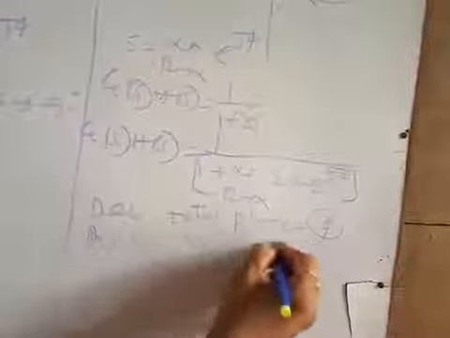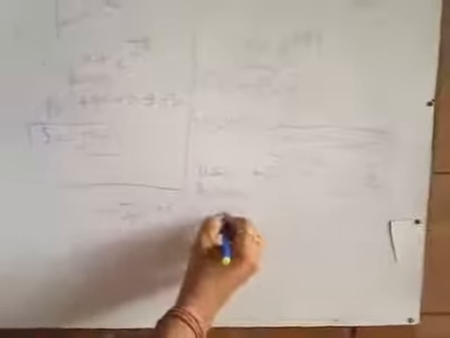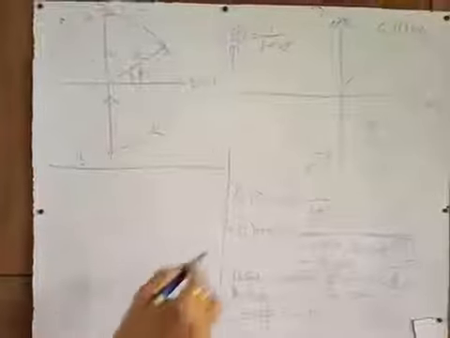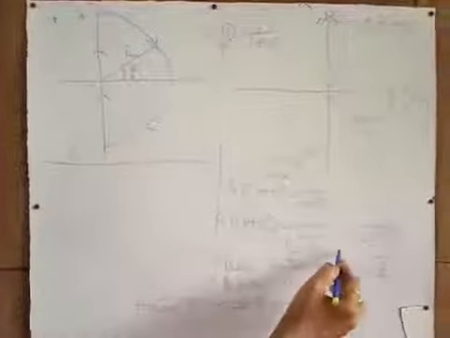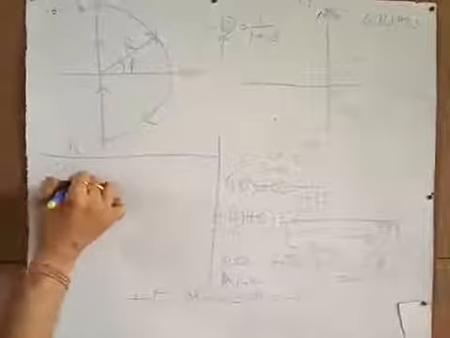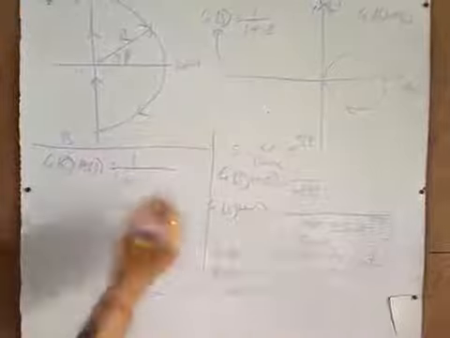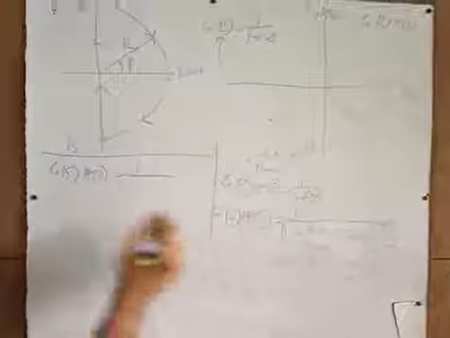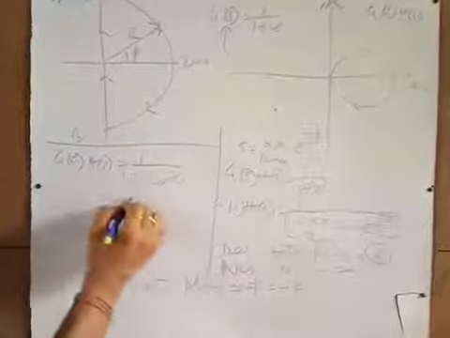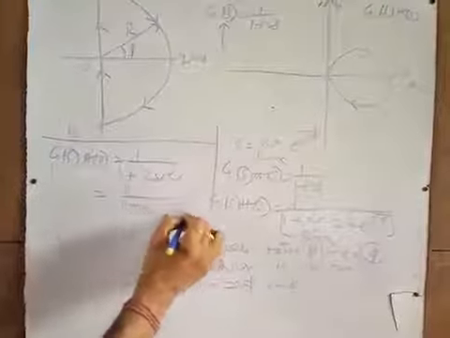In the numerator, the total phase is equal to 0. So the total phase of this system is equal to 0 minus phi, that is minus phi. And if you calculate this expression, G(s)H(s), with limit r tends to infinity, you get 1 by 1 plus limit r tends to infinity 2 into r, so 2 into infinity, which is equal to 1 by 1 plus infinity, that means 1 by infinity equal to 0.